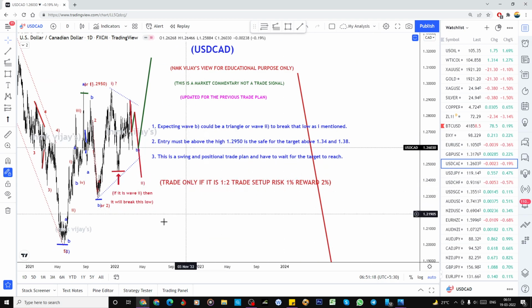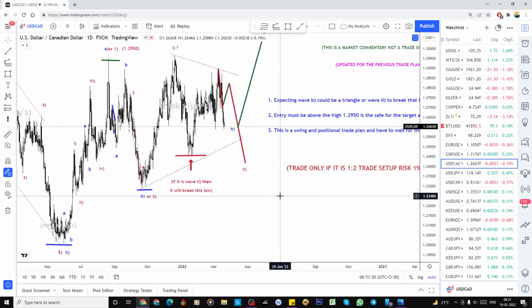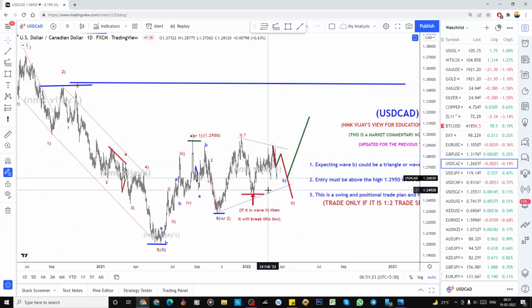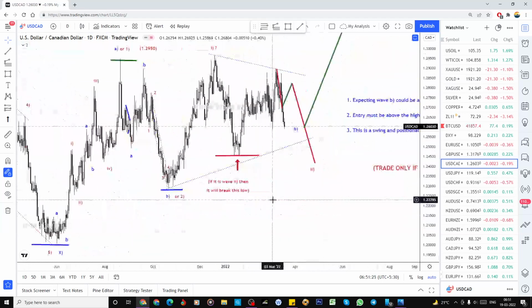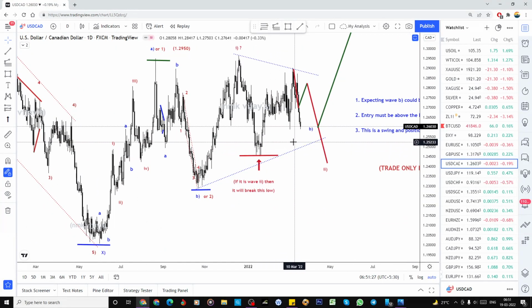So let's move on to UCAD. This week, as per our consolidation, it is doing the same thing. That is why I am just going to move forward. It's very fast.